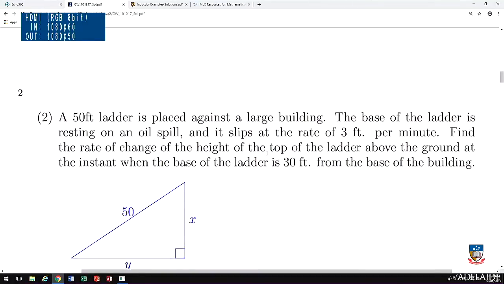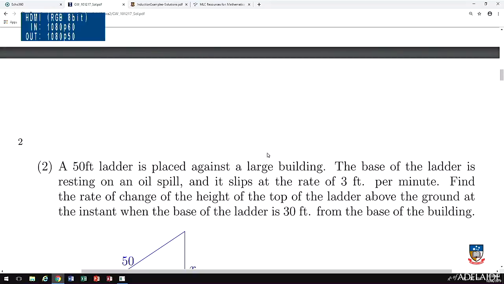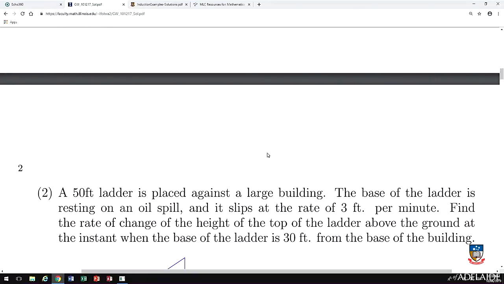That sort of thing. This one's in feet. A 50-foot ladder is placed against a large building. The base of the ladder is resting on an oil spill and it slips at a rate of 3 feet per minute. Find the rate of change of the height of the top of the ladder above the ground at the instant when the base of the ladder is 30 feet from the base of the building. That sort of thing? Okay. Let's do it in feet because that's fun. You can tell that that must be from an American website.